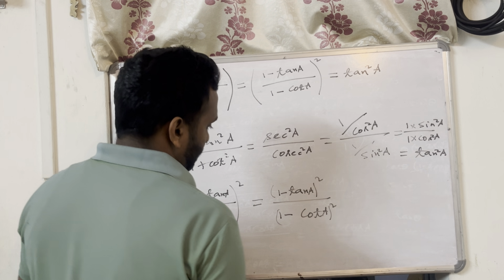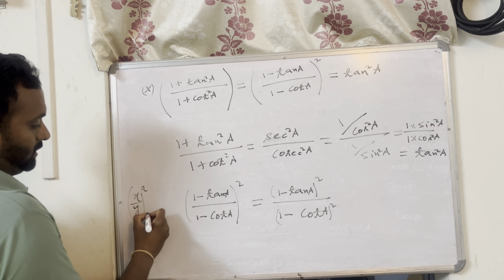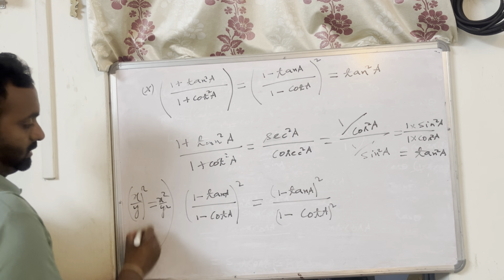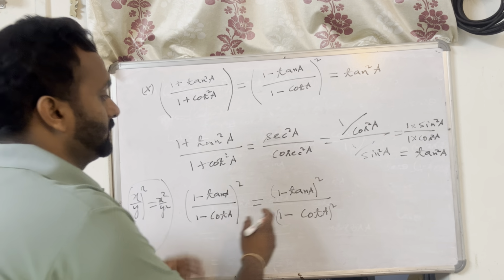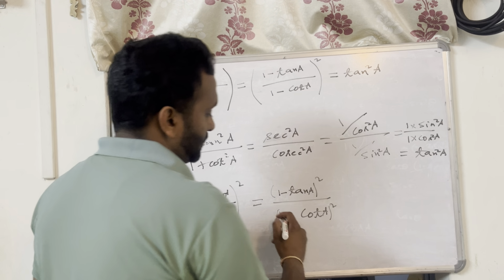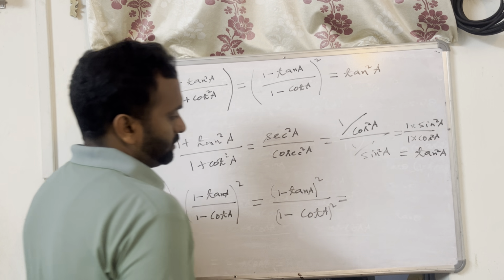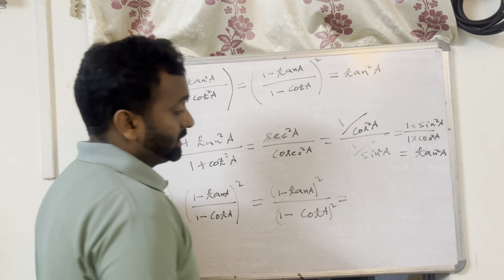whole thing square. We know that if (x by y) whole thing square can be written as what? x square by y square. So similarly, I have written (1 minus tan A by 1 minus cot A) whole thing square as (1 minus tan A) square divided by (1 minus cot A) whole thing square. Okay, so now let's use identity. Okay, (1 minus tan A) whole thing square is how much?